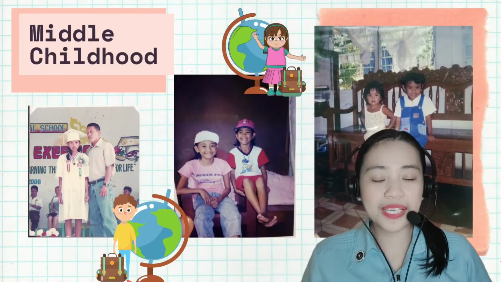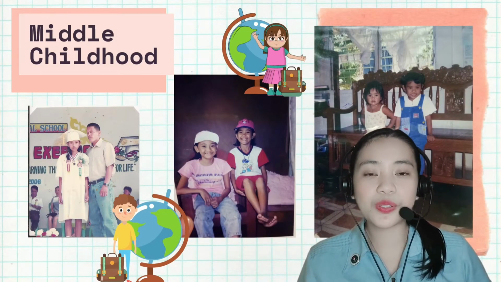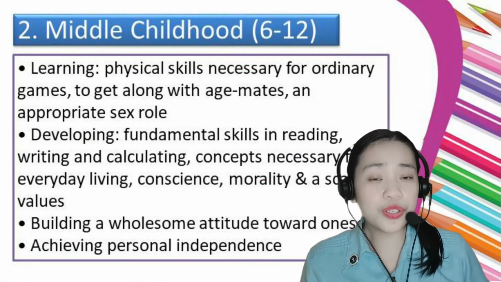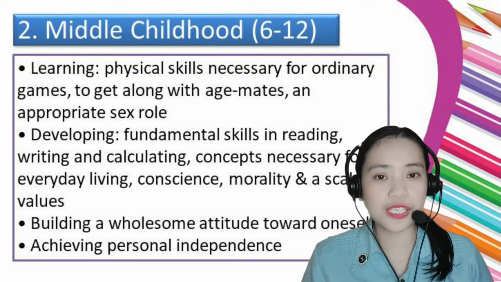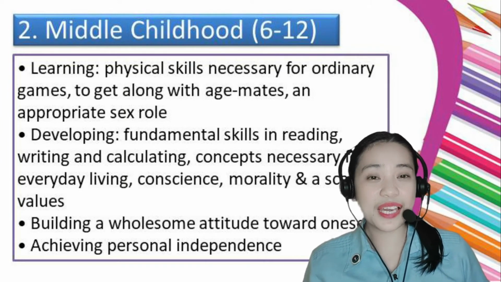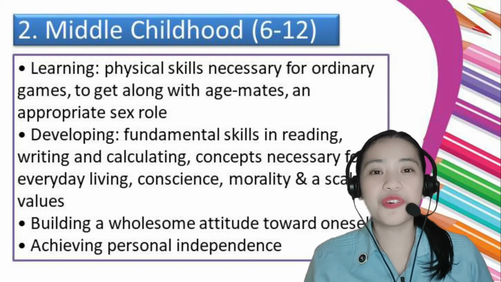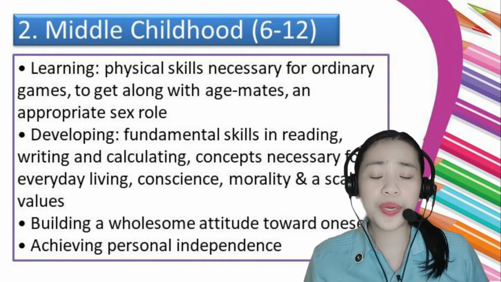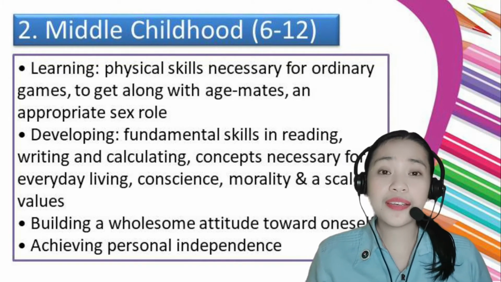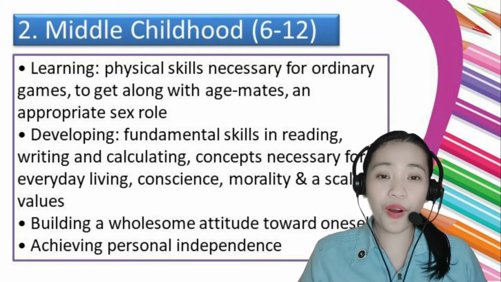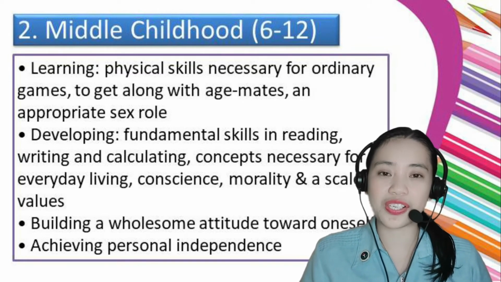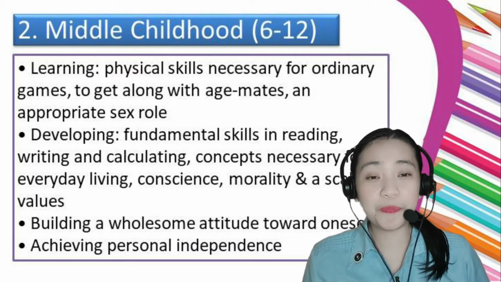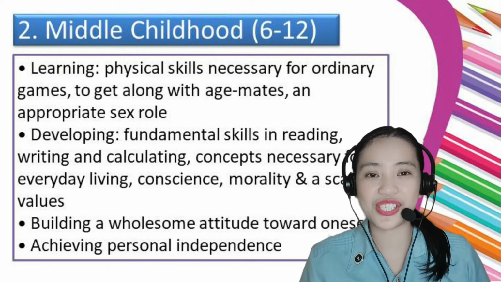Second stage is middle childhood, ages 6 to 12 years old. During this developmental stage, children begin to learn basic physical skills. These can be used for playing games, vocational skills, or social interactions. There is a growing awareness of the self and a wholesome attitude toward what is seen in the reflection. At this time, children find ways to get along with peers who are of similar age.